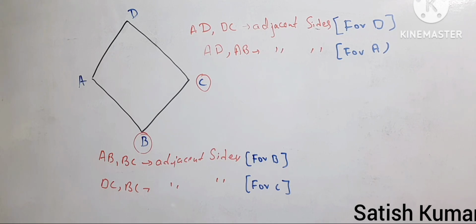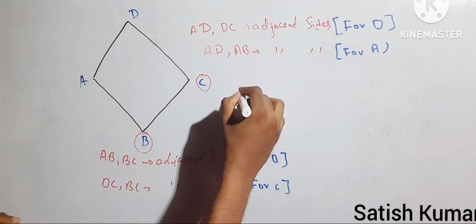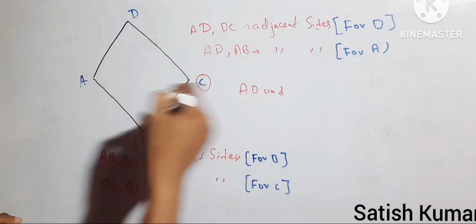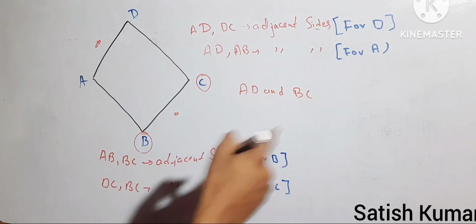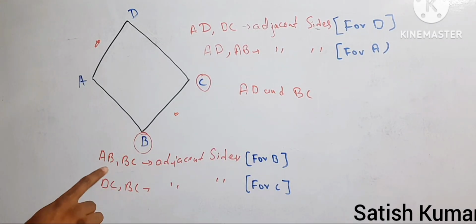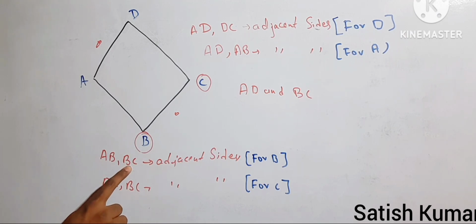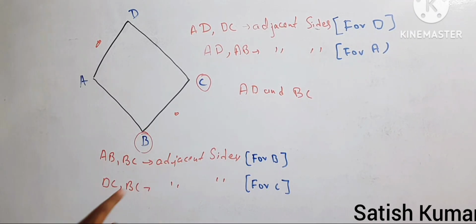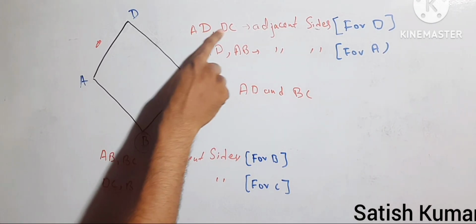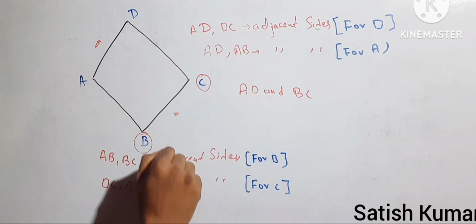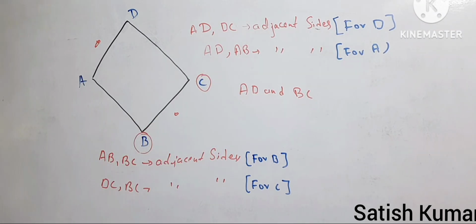Now you tell me, can AD and BC be adjacent? If you see nicely, in AB and BC, B is common, so B is a common vertex. DC and BC: C is common. AD and DC: D is common. AD and AB: the letter which is common is the common vertex. If there is a common vertex, they are adjacent sides.